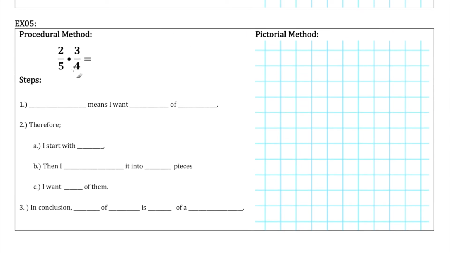So we have 2/5 of 3/4. So 2/5 times 3/4 means I want 2/5 of 3/4. So before I even jump into it, I'm just going to look at my denominators, 5 by 4, just to make it easier. 1, 2, 3, 4, 5 by 4. 1, 2, 3, 4. Okay. So I want 2/5 of 3/4.